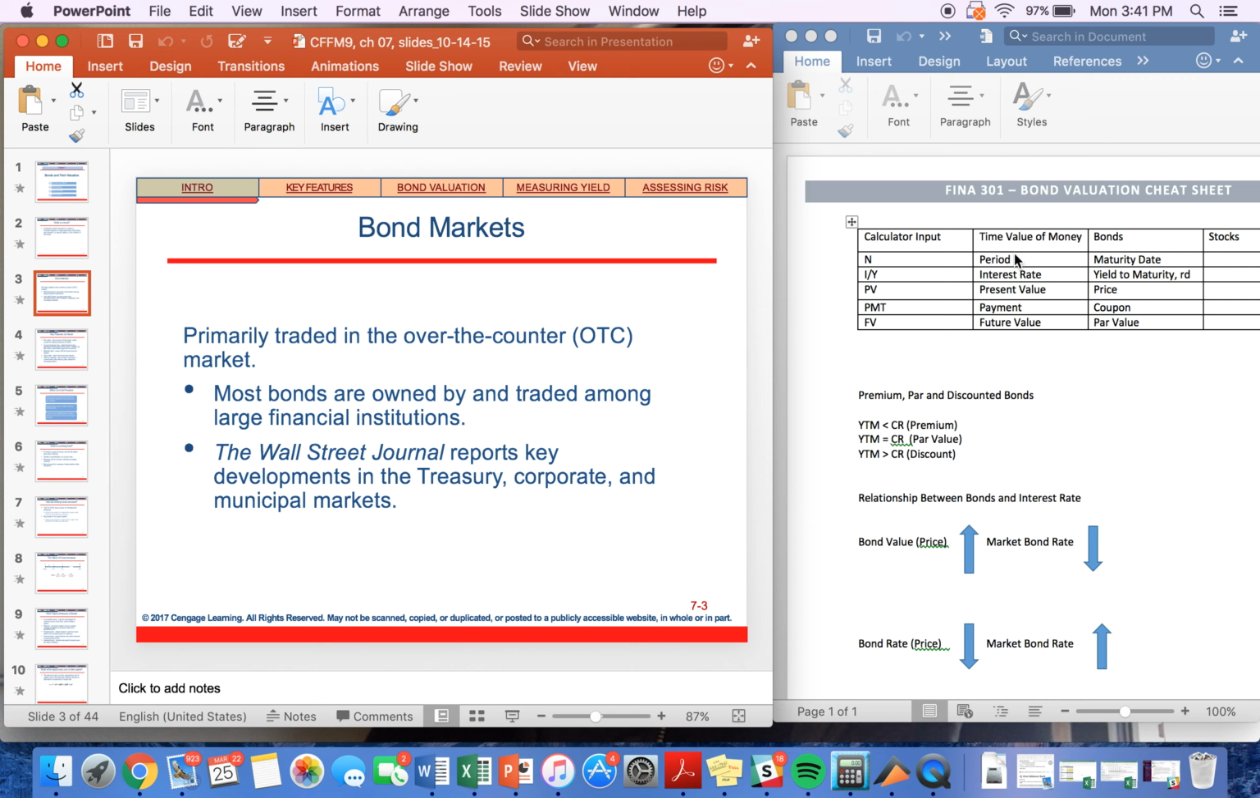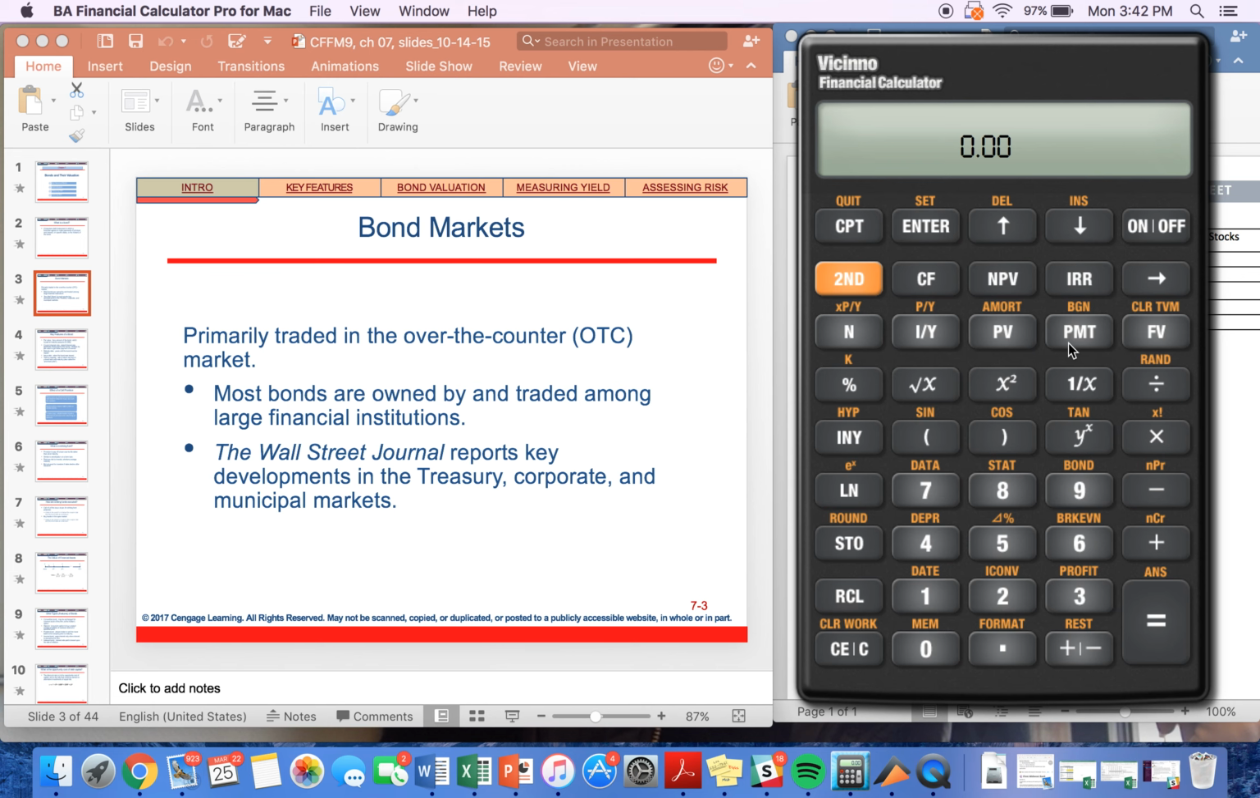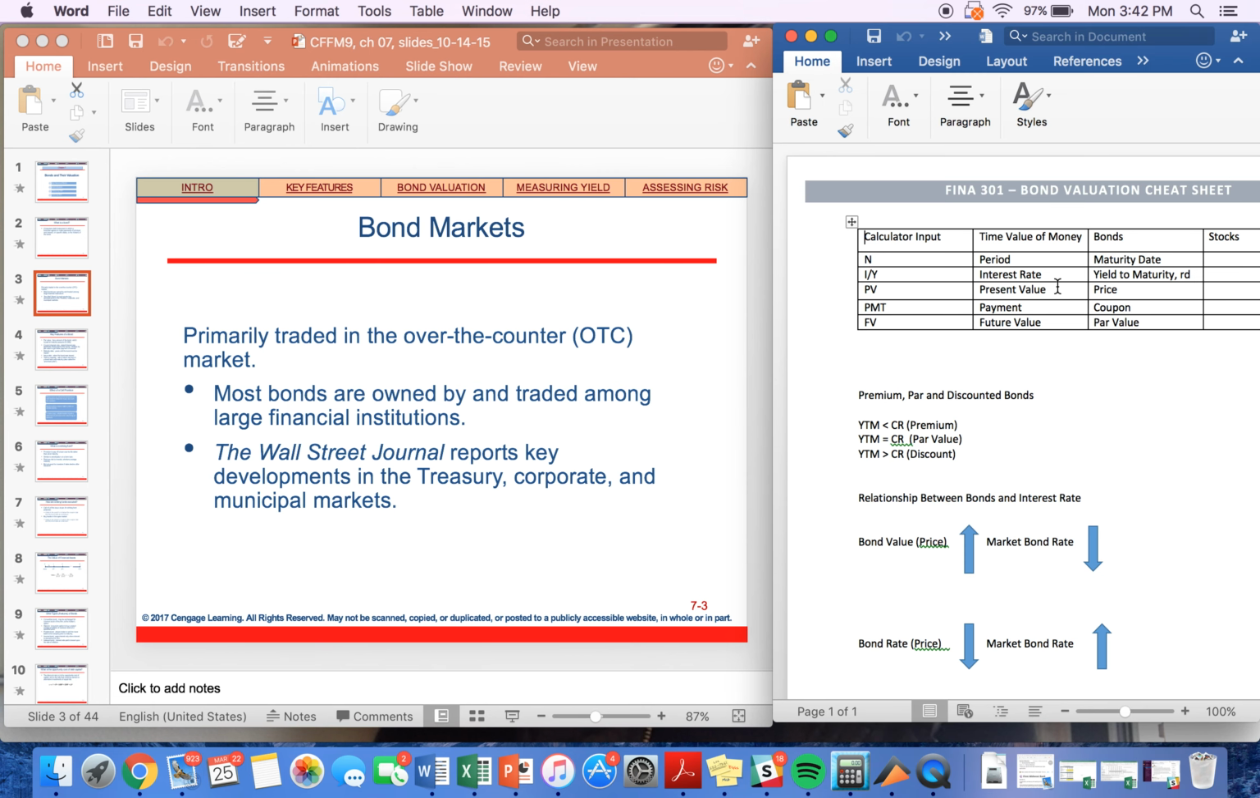You'll notice on the left-hand side of this table, I've put in your calculator input. Remember on your financial calculator, from left to right, you have all of these inputs: N, IY, PV, PMT, and FV. Those are your calculator inputs. In time value of money, we knew our N as the period, our IY as our interest rate, our PV as our present value, our PMT as our payment, and our FV as our future value. Well, in bonds, it changes just a little bit. So use this cheat sheet as you go through these chapters to help you understand the vocabulary.